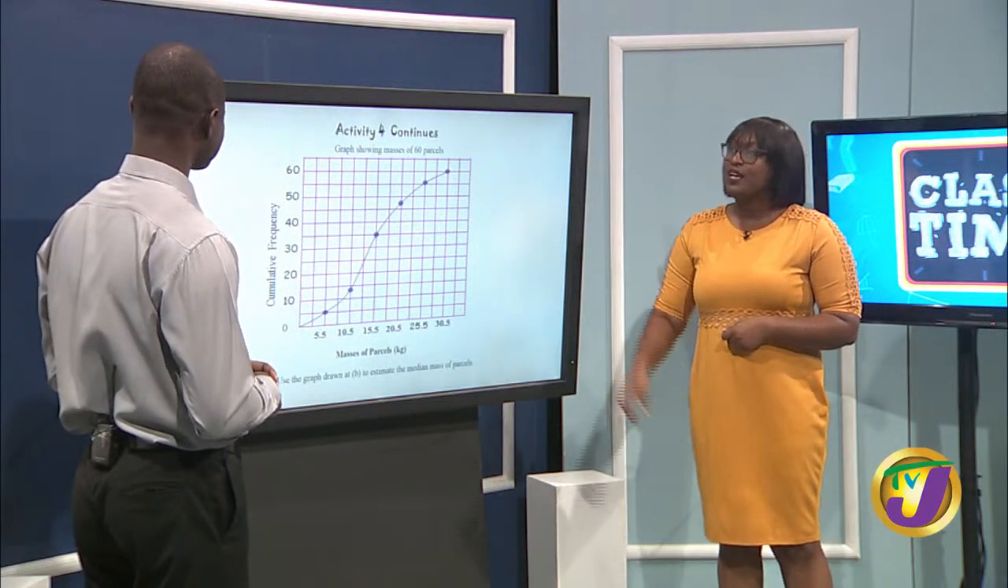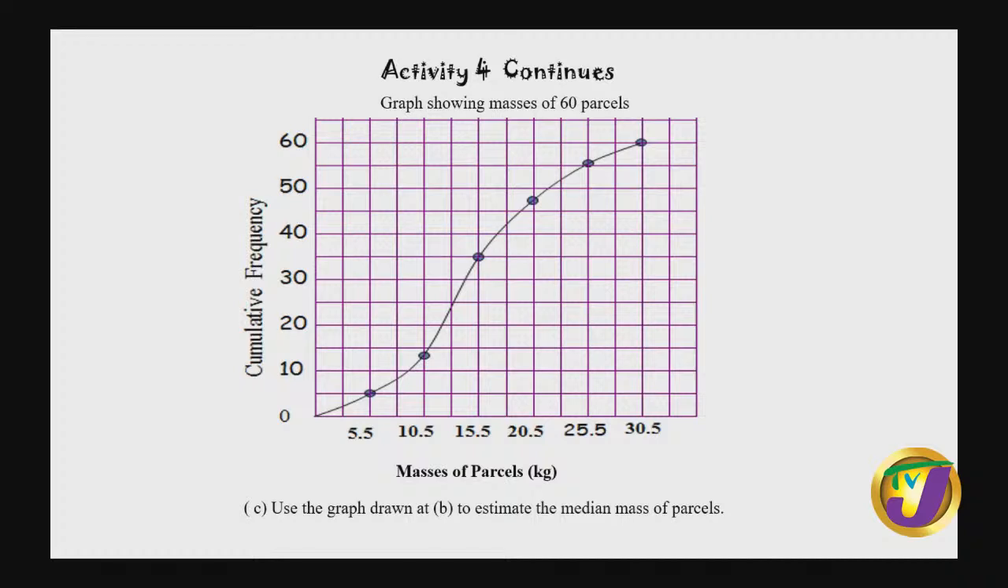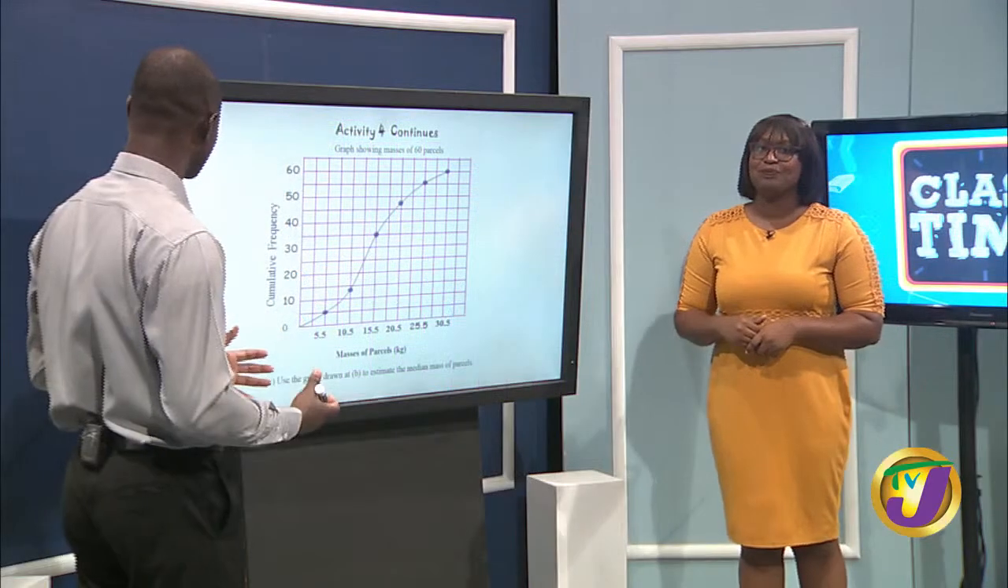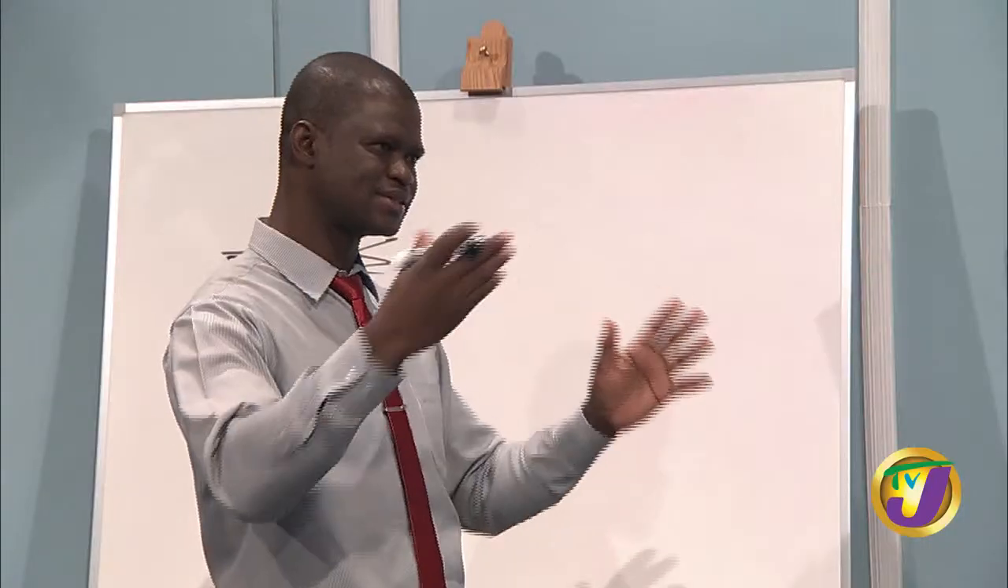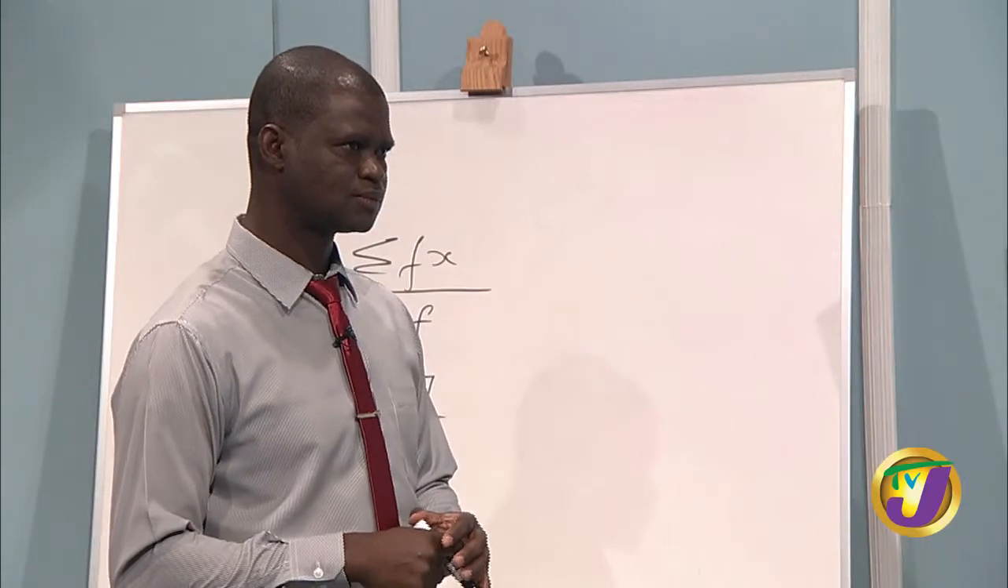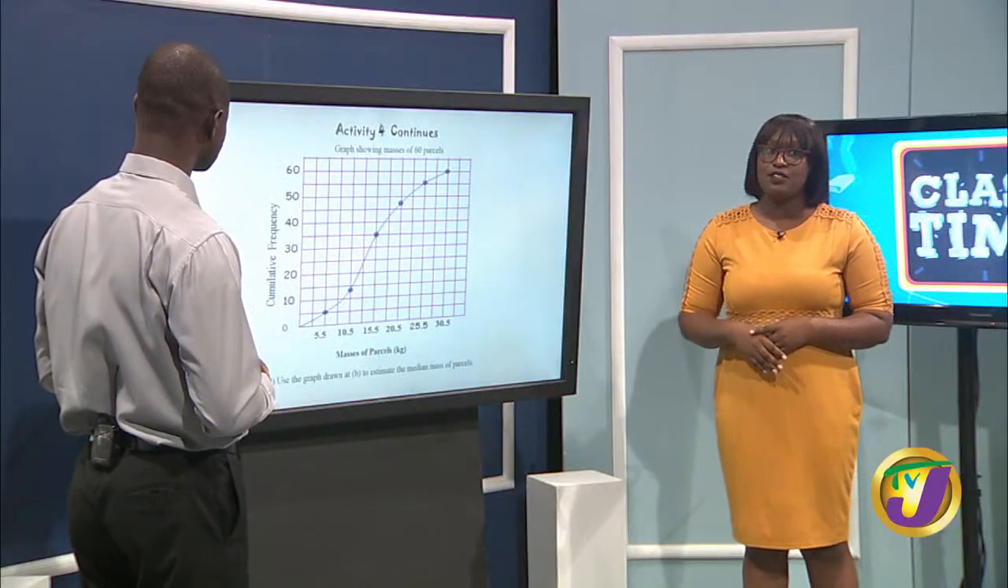Oh boy. All right, so here we have our curve. On our y-axis, we have our cumulative frequency, and on our x-axis, we have the mass of the parcels. I like the shape of this curve. It looks like an S. The cumulative frequency curve, does it always take on this general pattern? Yes, it actually does.